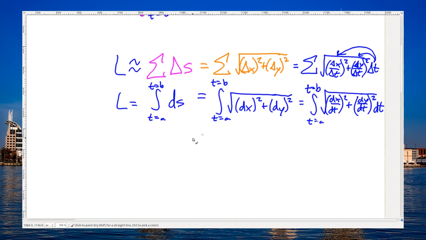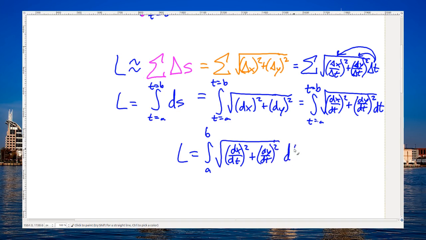This is our formula. This is the most important formula, although these will be useful to remember as well. But this is the one we'll plug into for the most part. Length is the x derivative squared plus the y derivative squared, all under a square root. Integrate that with respect to t.